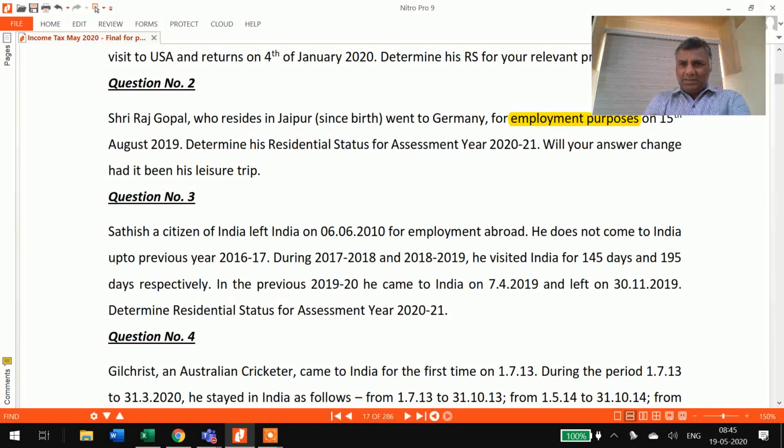Determine RS for 1920. Repeating, left India on 6/6/2010. Till 1617, he never came to India. 1718 and 1819, 145 and 195 days respectively. 1920, he came back on 7th April and left only on 30th November 2019. Go ahead, start doing.